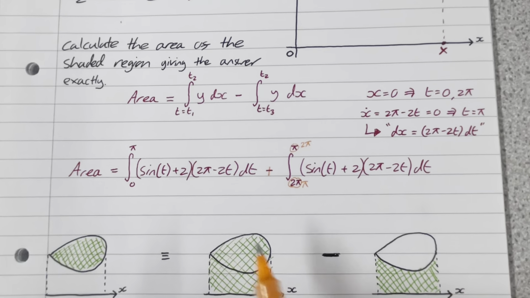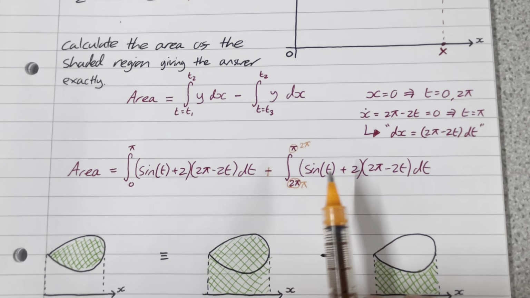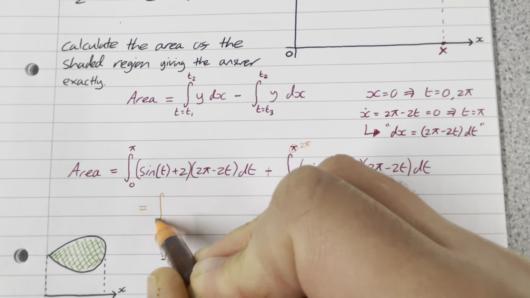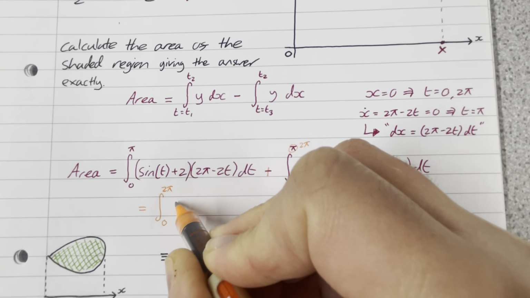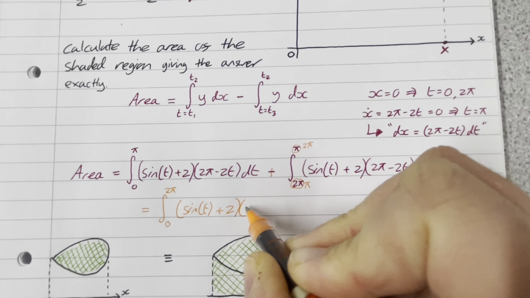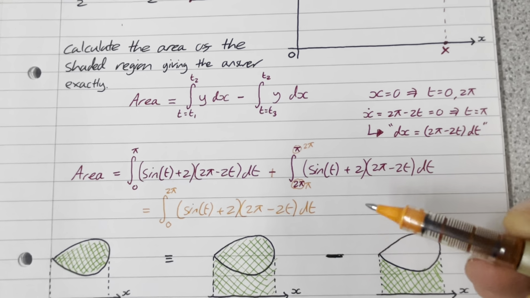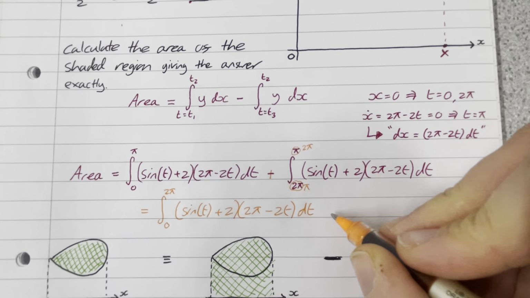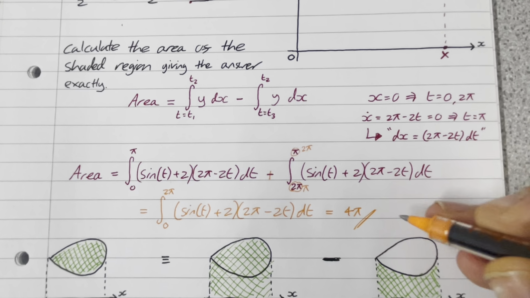And the reason why I've done that is because now I'm integrating from 0 to pi, and I'm adding the same integrand from pi to 2 pi. So I can actually combine these two integrals in this case to be the integral from 0 to 2 pi of sine of t plus 2 times 2 pi minus 2t dt. So I could have cut my work almost in half during my substitution process. And if you evaluate that, you do get the answer 4 pi as well. So you could have done that if you'd spotted that.